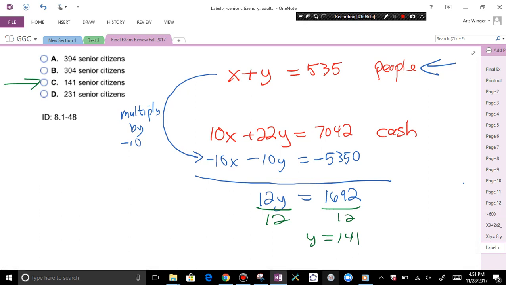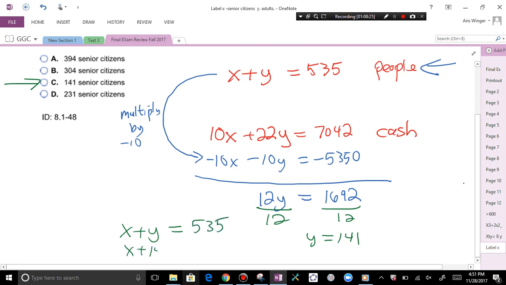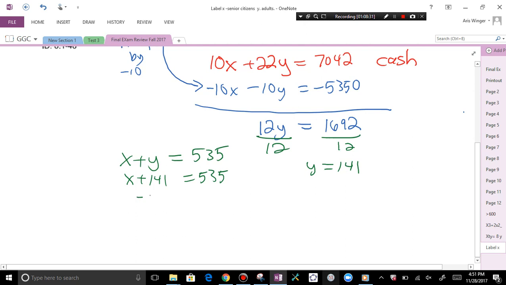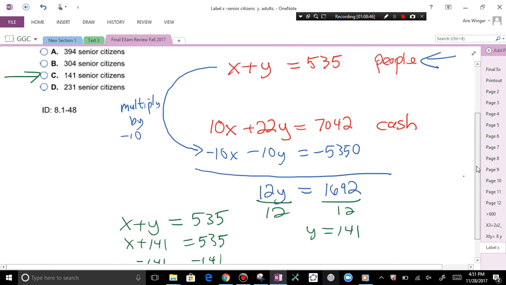That's not what we were looking for. We were looking for X. X plus Y is 535. We just found out that Y was 141. Subtracting, X equals 394. A.